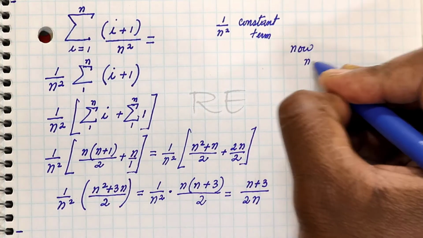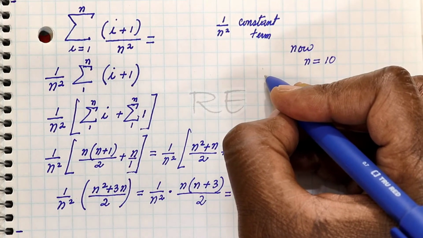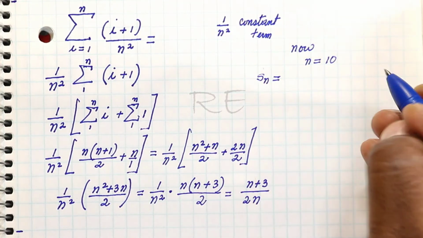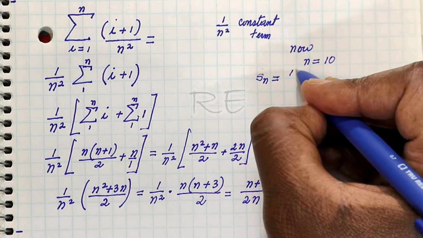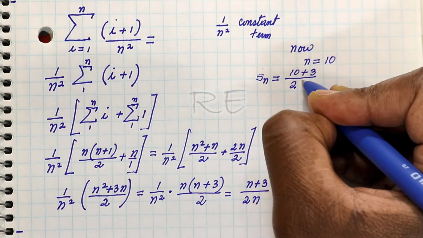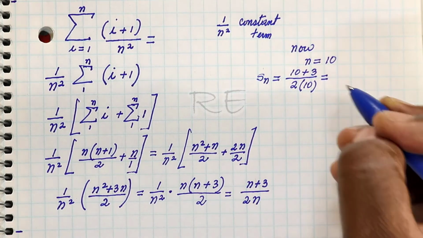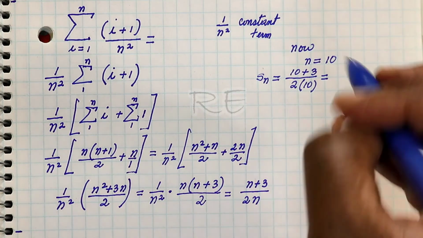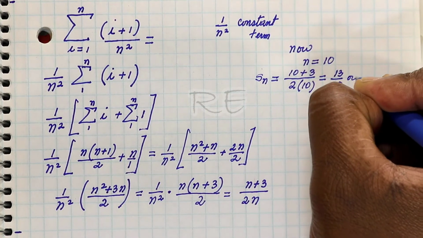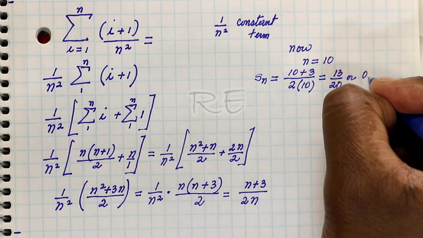For n equal to 10, we're going to call it the sum, Sn, to avoid writing the sigma symbol. So it's going to be (10 + 3) over (2 times 10), which is 13 over 20, or as a decimal, 0.65.